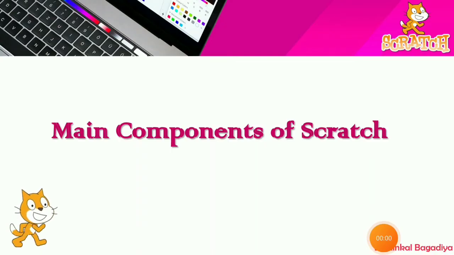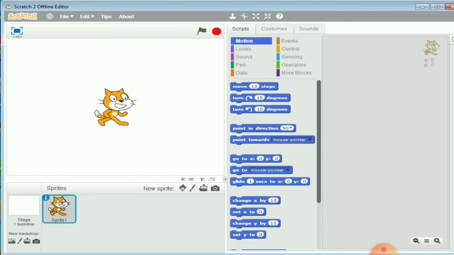So children, let's start with the main components of Scratch. In the last chapter, we already learned some main components of Scratch. You can see here, this is the main screen of the Scratch 2 offline editor, and one by one we will repeat the components that we have already studied in chapter 5.